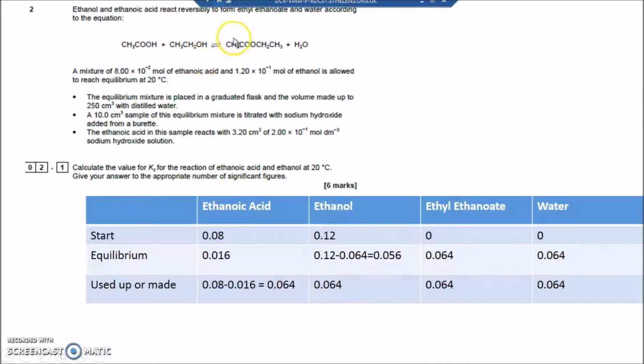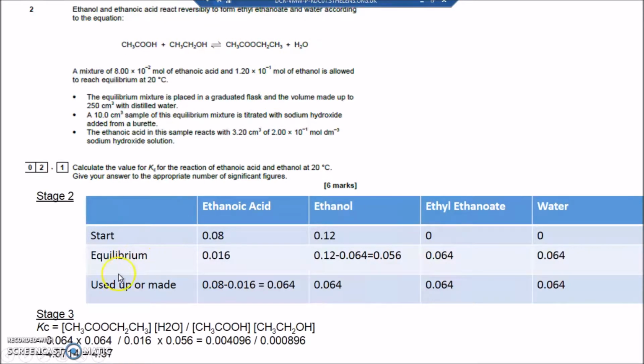The last bit, the Kc. The Kc is the concentration of ethyl ethanoate multiplied by the concentration of water, divided by the concentration of ethanoic acid, and divided by the concentration of ethanol. There's no numbers in front, there's just ones in front, so each of these concentrations are to the power 1. Straightforward expression for a Kc from an equation at equilibrium.